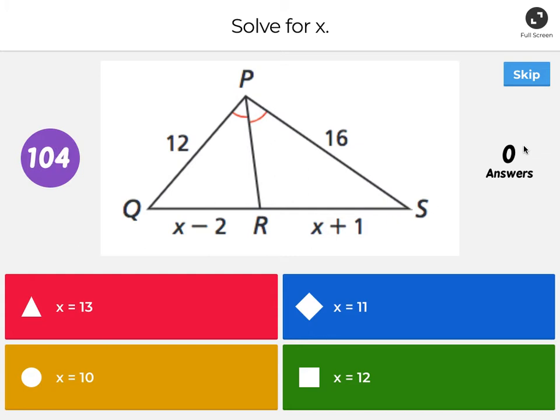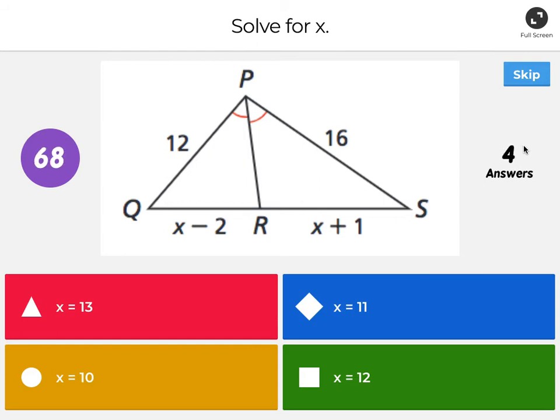Look, here's my angle bisector. So here's my blue and my blue. Here's my red and my red. So now that I know that, I just have to set up my ratios. Blue over blue and red over red. They're not congruent, they're similar.